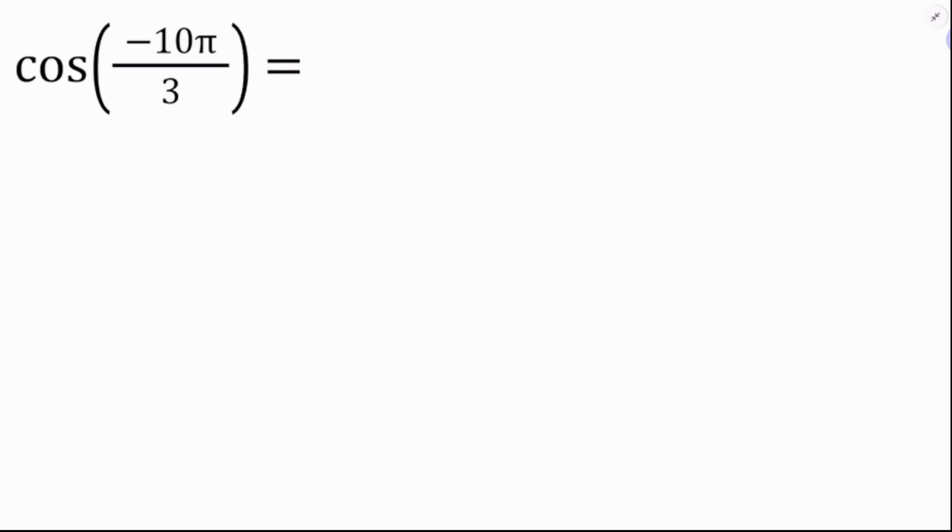Right, cosine of negative 10 pi over 3. Okay, this one's not in the negative 2 pi to 0 either. This is more negative than negative 3 pi, so we're just going to have to figure out what this one is.